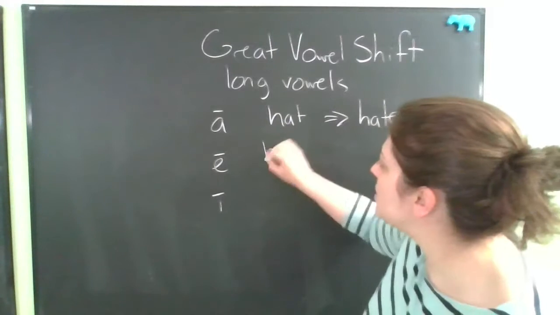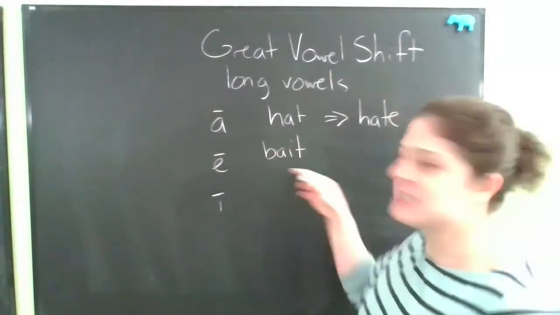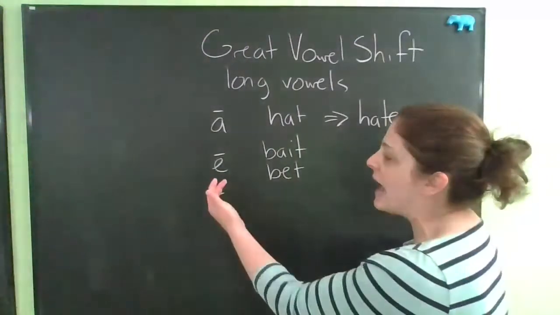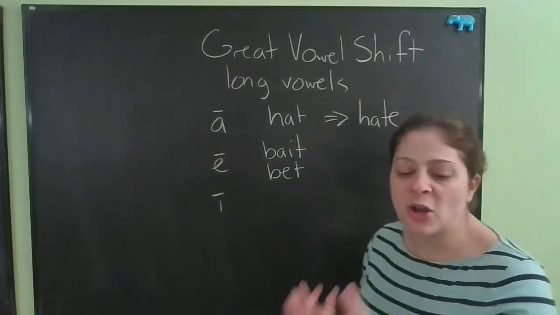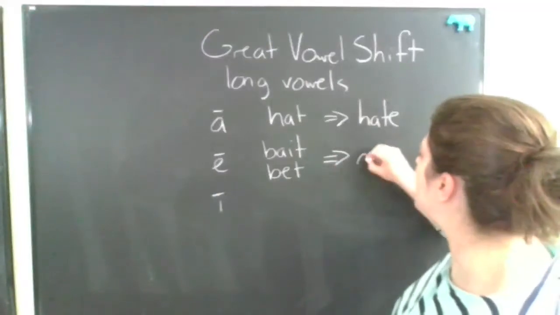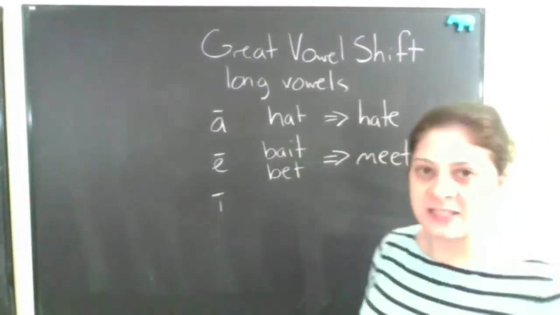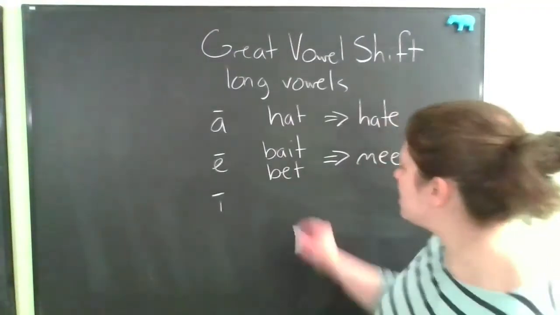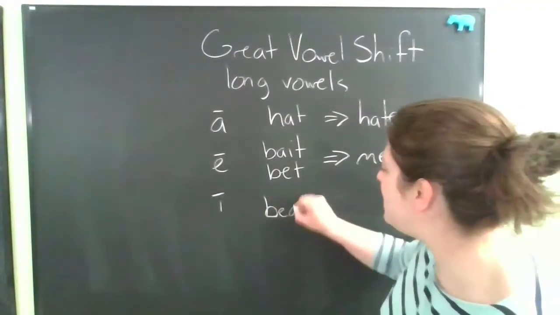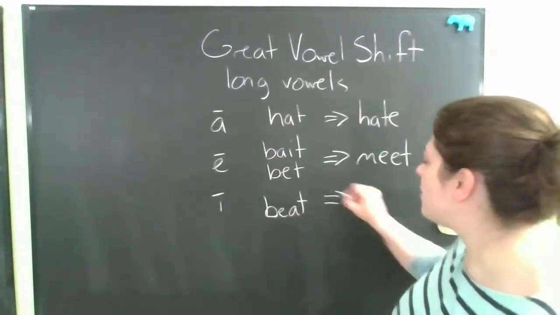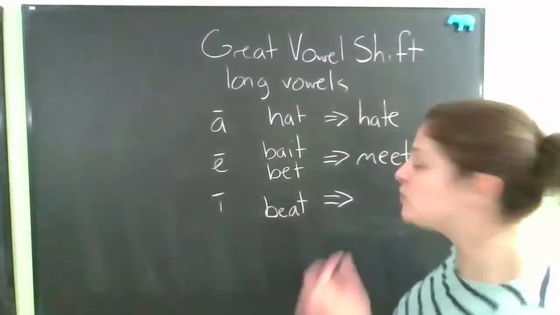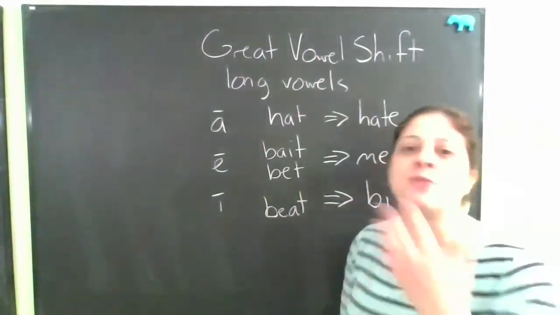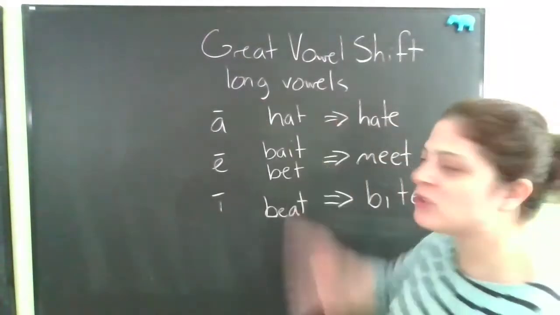For E, long E in Middle English was pronounced in two ways. It was either pronounced kind of like a long A as in bait, or like a short E as in bet. So you can either get that as A or eh. And now it takes on this long E quality we know, E as in meat, right? Long I in the Middle English period was pronounced like long E, as in beat. And only in the modern English period does it take on this I sound, which we use in modern English today, as in bite.